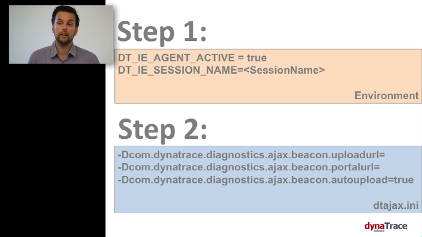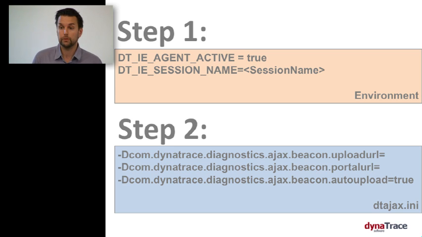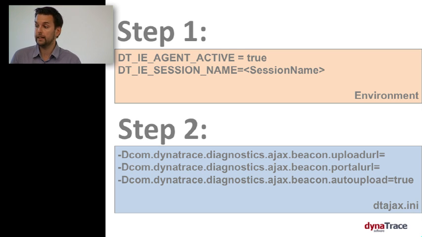So the dynaTrace agent is implemented as a plugin for IE, and it listens for that environment variable. If it is set to true, the agent will get activated automatically. You can pass a session name that you can later on use to identify that code. That's all you have to add to your Selenium tests.